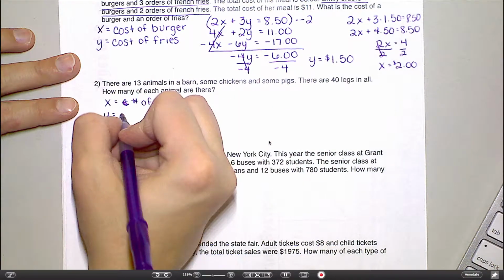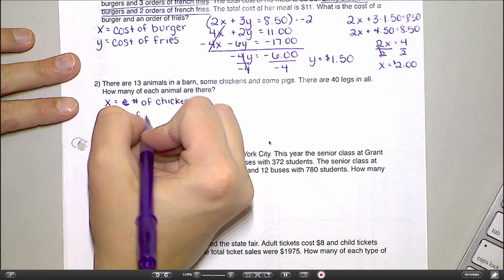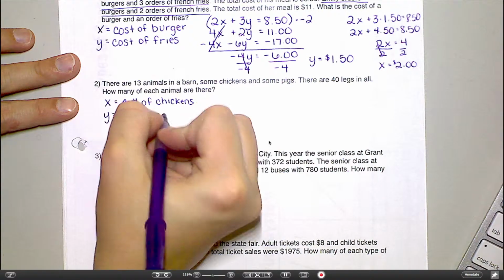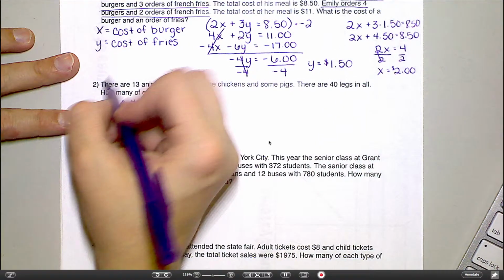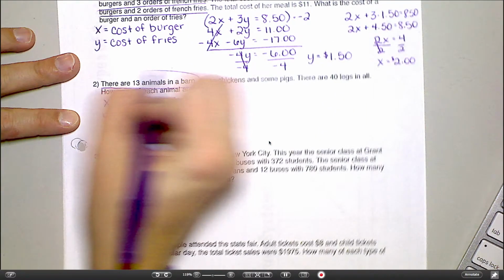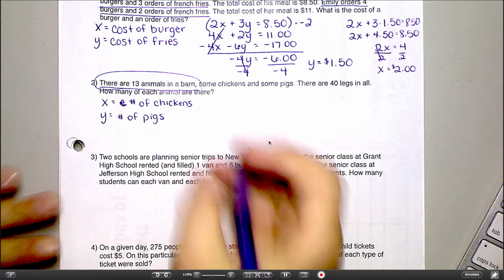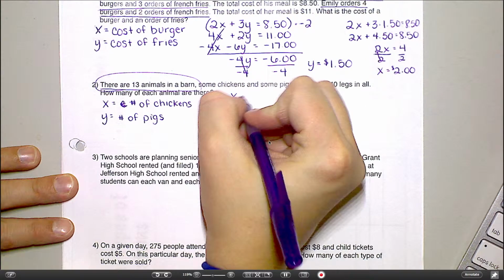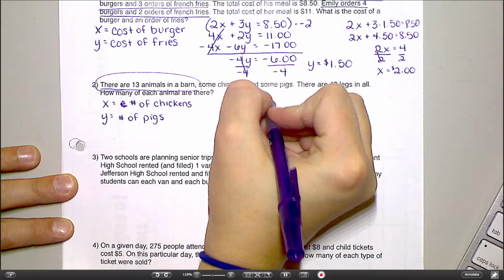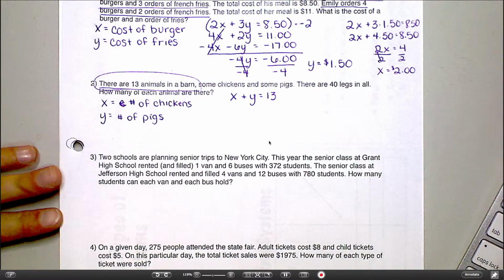Y represents number of pigs. There are 13 animals total. How do I write an equation that shows me I have 13 animals total? If I have X chickens and Y pigs equals 13. What equals 13? X plus Y. There you go, X plus Y equals 13. If you have 13 animals total, that's what I know.